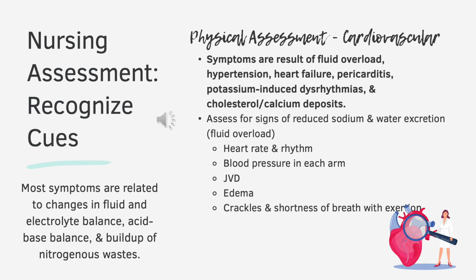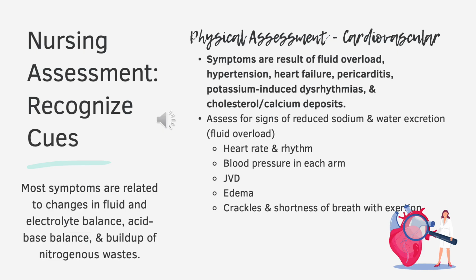All right, moving into our cardiovascular assessment. So most symptoms are going to stem from changes in fluid and electrolyte balance, acid-base balance, and again, that buildup of nitrogenous waste. So our cardiovascular manifestations in CKD patients are often the result of fluid overload, high blood pressure, heart failure, pericarditis, and potassium-induced dysrhythmias, as well as any cholesterol or calcium deposits in the blood vessels. So whenever we're assessing for these signs, it's very important to evaluate for reduced sodium and water excretion, because untreated blood volume overload can progress to high blood pressure, pulmonary and peripheral edema, and even heart failure.